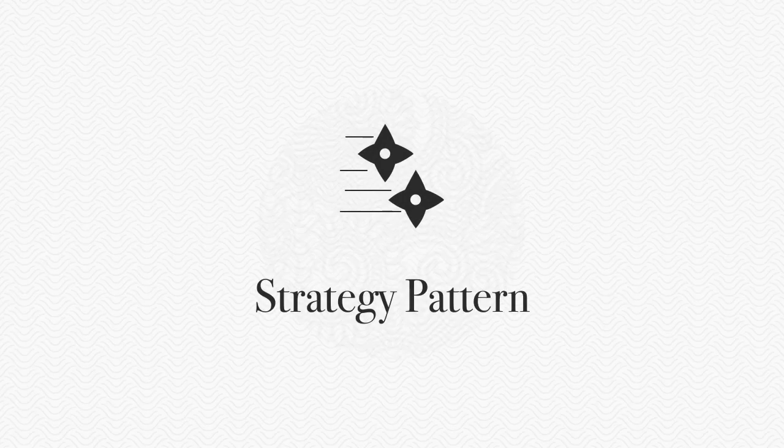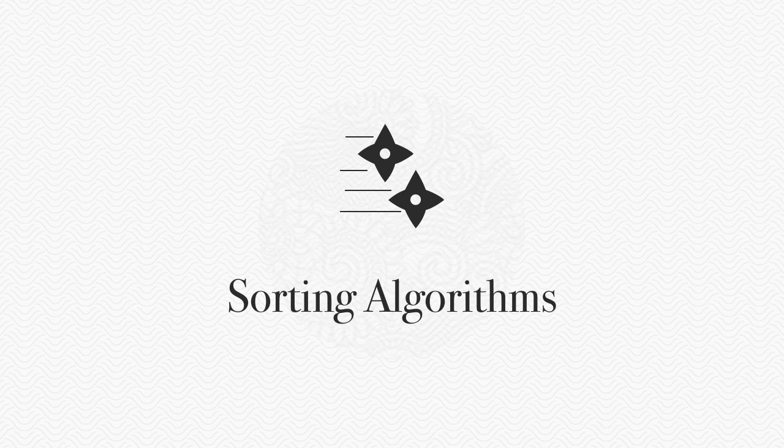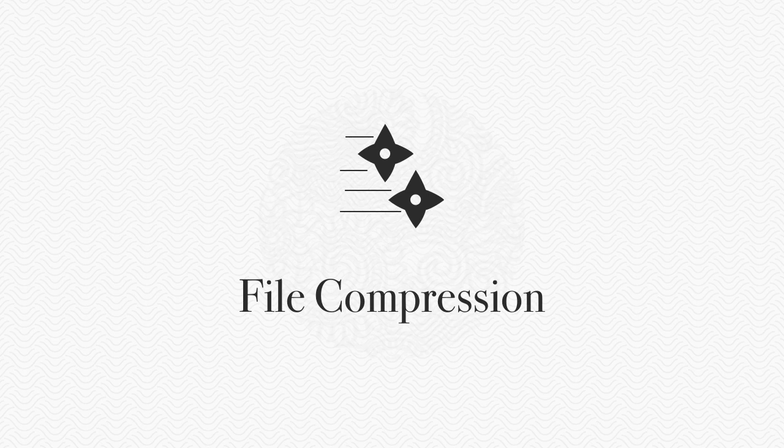So, the strategy pattern can be used in various scenarios across software development, where you need to manage different algorithms, behaviors, or strategies. Here are some common areas where this pattern is beneficial. Sorting algorithms. You can implement sorting algorithms such as bubble sort, quick sort, merge sort, using the strategy pattern. This allows you to switch between sorting strategies without changing the sorting code. File compression. Different compression algorithms such as zip, gzip, and LZ77 can be encapsulated as strategies, making it easier to switch between compression methods.